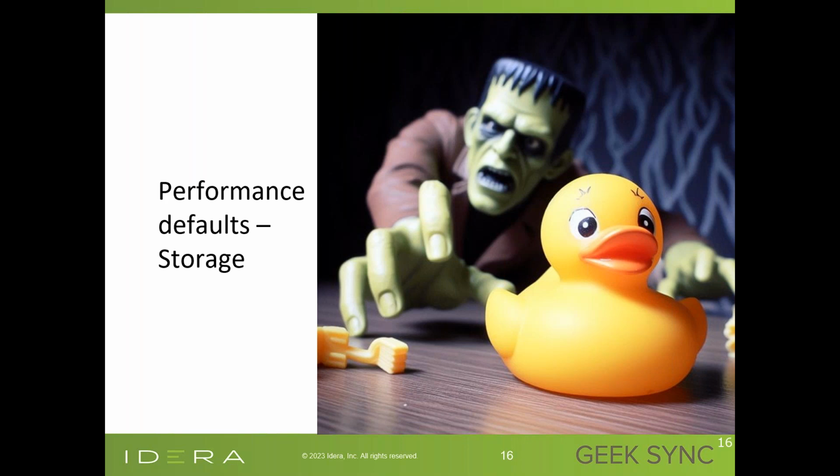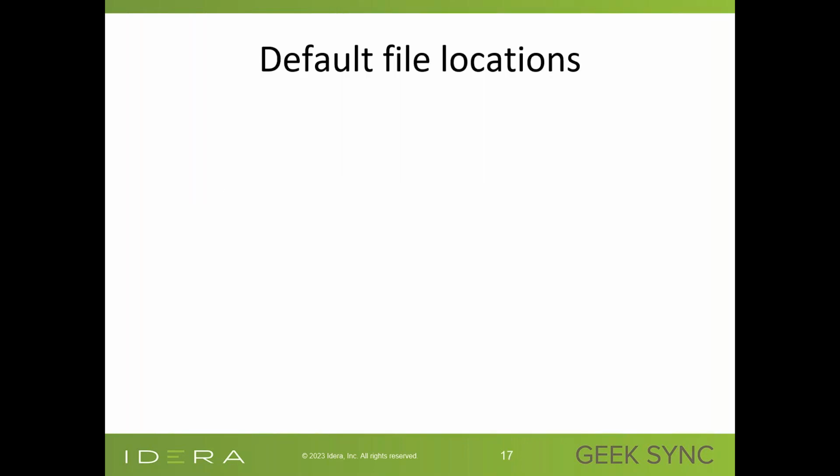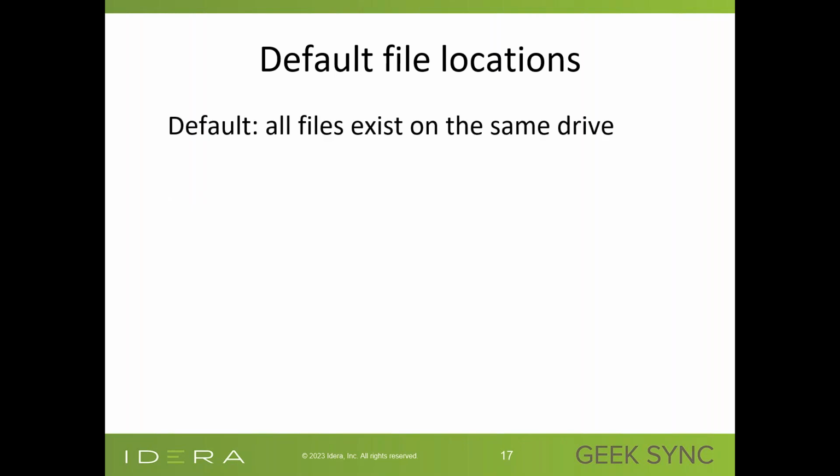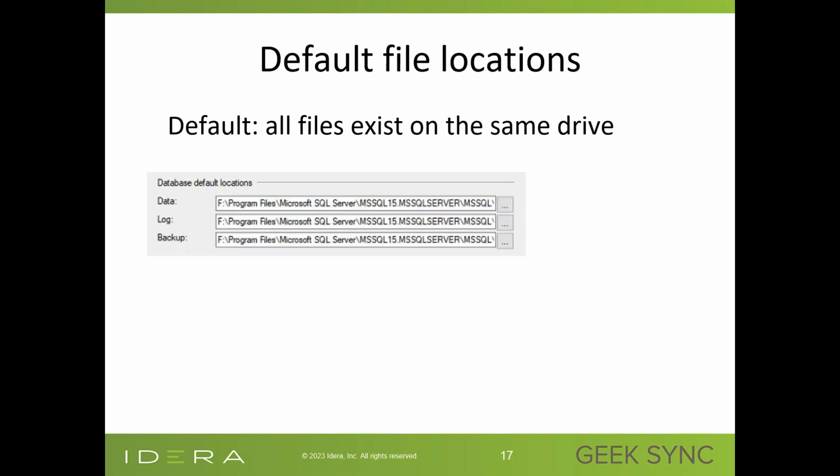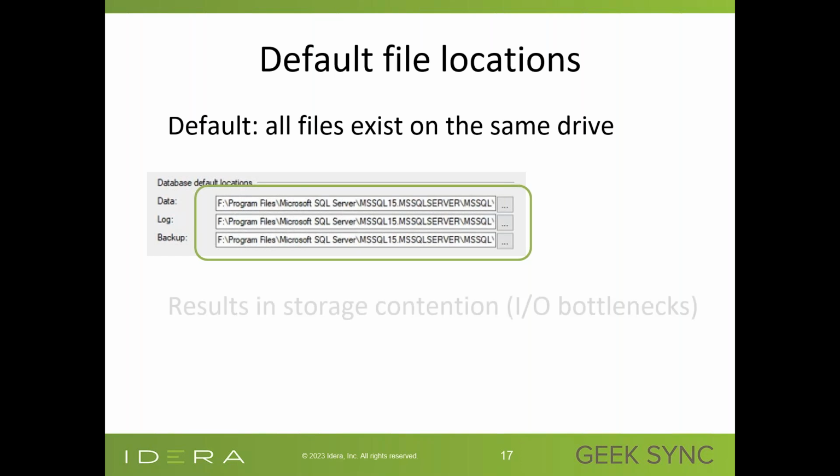All right, next we'll look at the performance defaults that can cause problems related to storage. The first one is the default file locations. By default, when you install SQL Server, it wants to put everything on the same drive. You'll see something like this under the database settings of your instance. This can result in storage contention and IO bottlenecks, because your data files are trying to go to the same drive as your log files. And if you write a backup on top of it, everything else slows down even more.